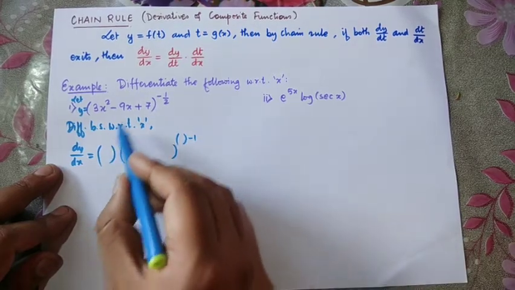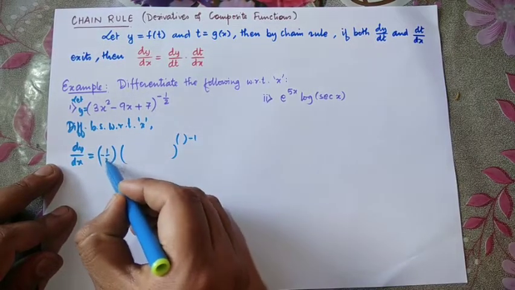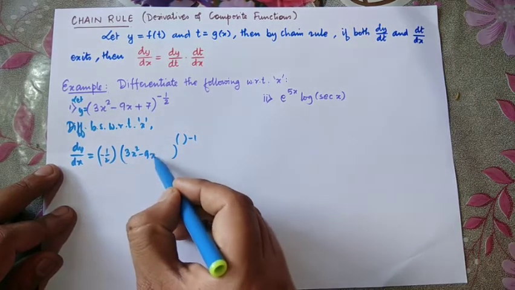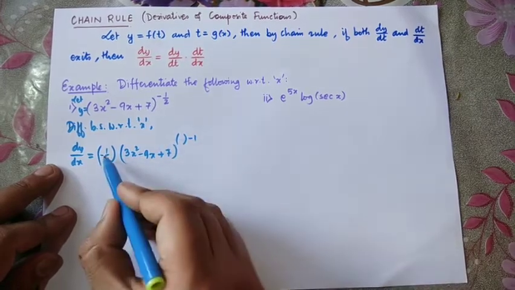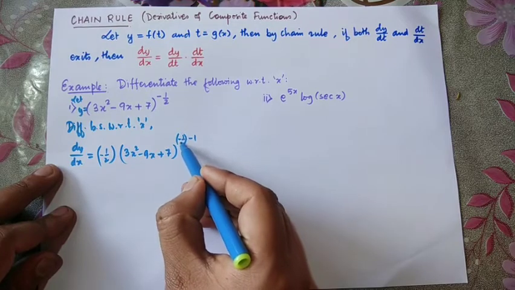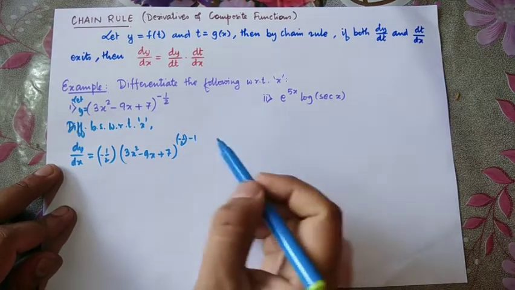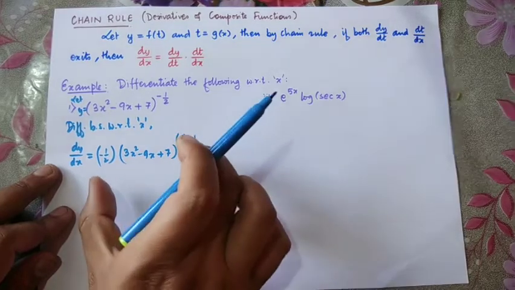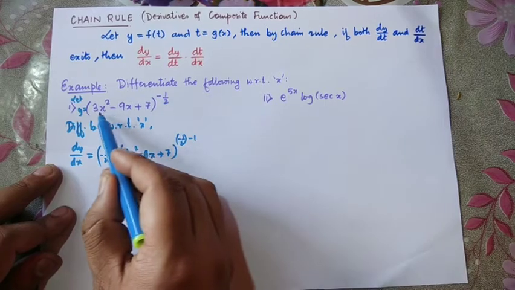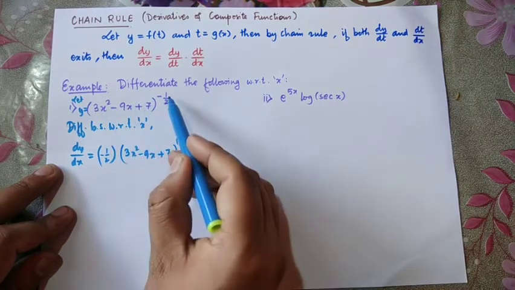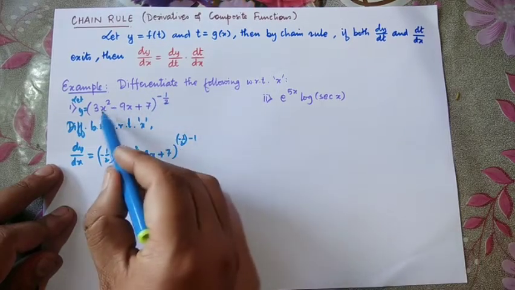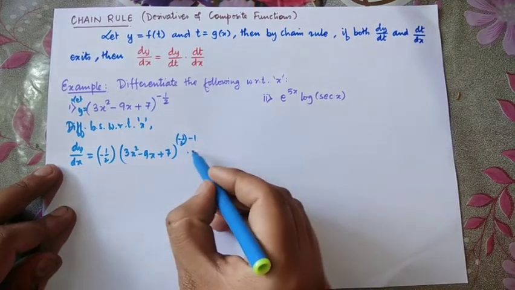Right? So what is n for me? n is minus half. And what is x for me? This is 3x squared minus 9x plus 7, and n into x to the power n minus 1, so n is again minus half. Now we have just worked with the power, but we have not differentiated this part. Since we have worked with the outside part, now we'll go to the inside part, and inside we have got this one.